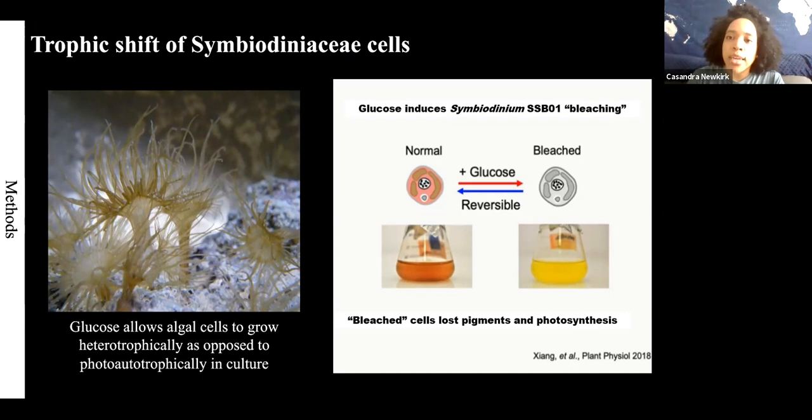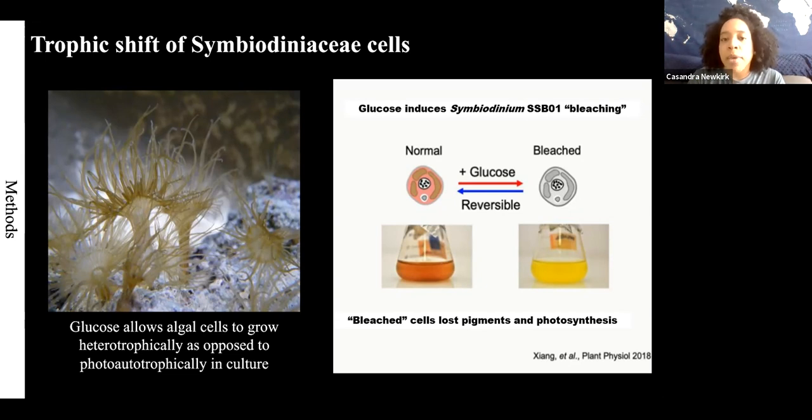She was working on an algal strain called SSB01, which was isolated from an Aiptasia species, which is what we have here on the left. These are some Aiptasia that she's working on. This SSB01, she found that she can grow it heterotrophically. So instead of growing it as a photoautotroph, she could supplement the growth media in the lab with glucose, which would allow the cells to grow without light. So they can grow in the dark and grow almost at the same rate, or actually at a higher rate than if they were growing as photoautotrophs.